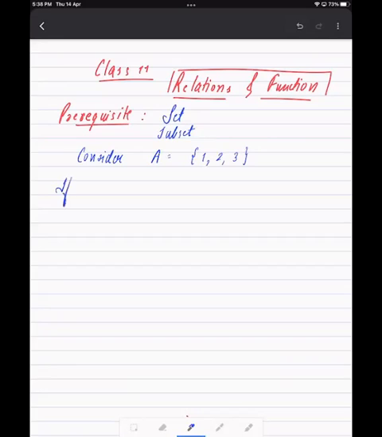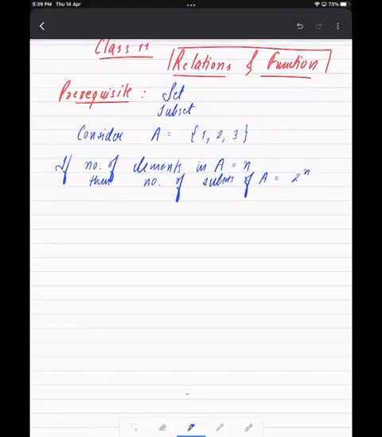If the number of elements in A is n, then the number of subsets of A is 2 to the power n, right? Now, how many subsets would be there? It would be 2 to the power n.